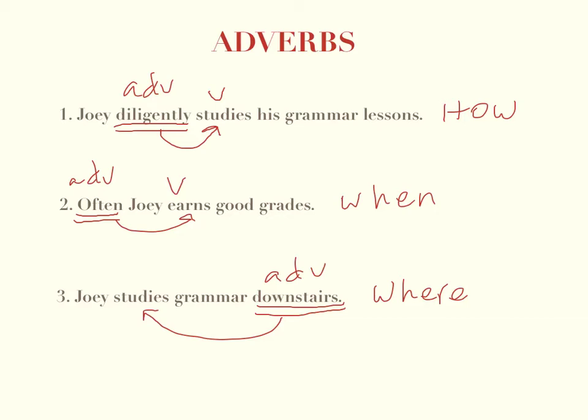So there you have it: examples of adverbs that end in ly, adverbs that do not end in ly, like often and downstairs, and also the three different ways in which an adverb can modify a verb by answering the question how, when, or where about the verb. And our verbs in these sentences were studies, earns, and then studies again. All right, so hopefully you're beginning to understand what adverbs do and how to find them in a sentence.